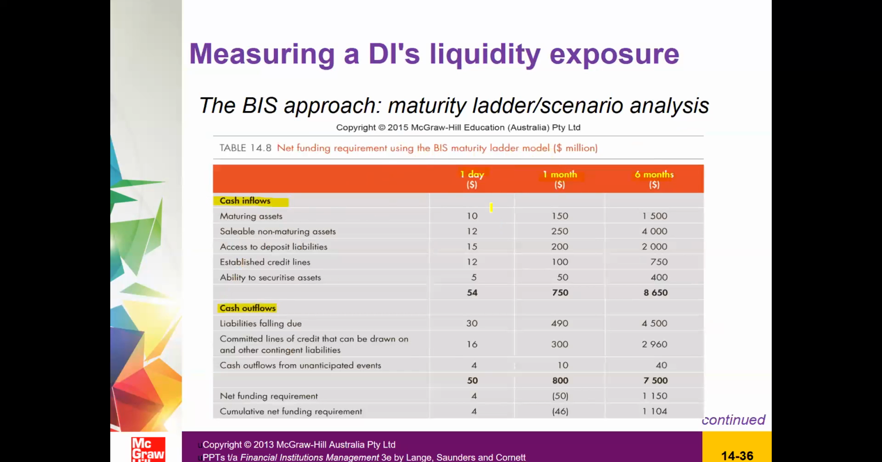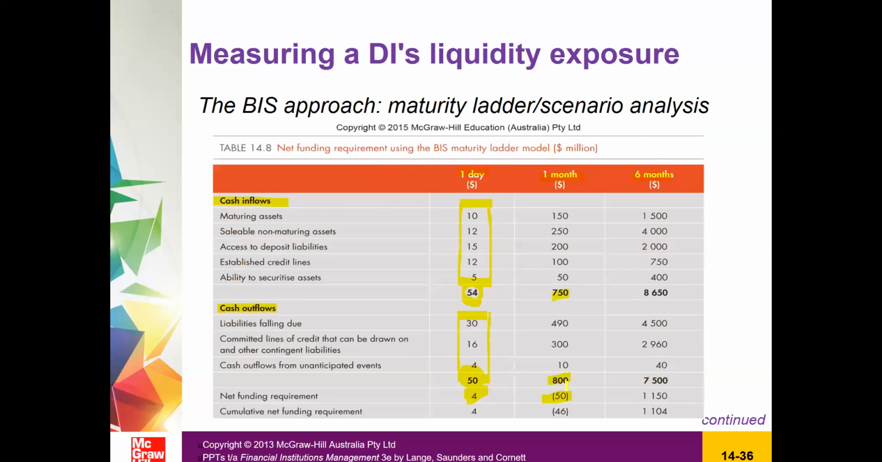So on a daily basis, these are the expected cash inflows and these are the expected cash outflows. You can see the total inflows is $54 million and total outflows is $50 million. So it has excess cash of $4 million available over the 1 day time horizon. However, if you look at 1 month's time, it has a cumulative net shortfall because its cash inflows is 750 and outflows is 800. So it has a cumulative net cash shortfall of $50 million over the next month.